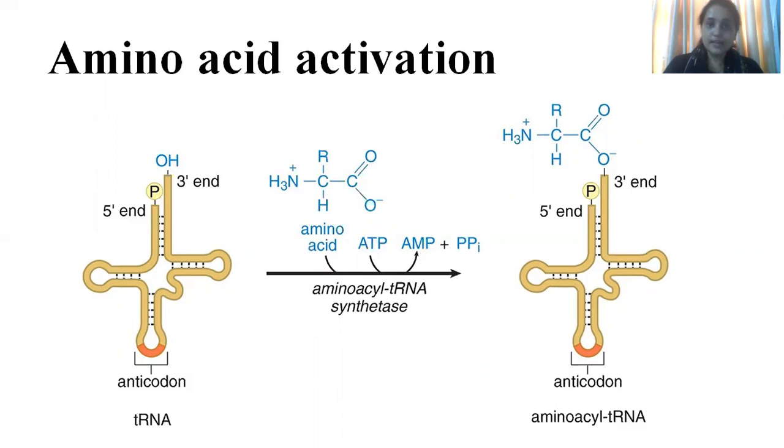During amino acid activation, one ATP is utilized. ATP is hydrolyzed and converted into AMP. Now, why is this high energy required during amino acid activation? Because ATP hydrolysis creates a high energy bond, and this high energy bond is required during polypeptide synthesis. That's why ATP is hydrolyzed and converted into AMP, and the amino acid attaches at the 3' end of tRNA.